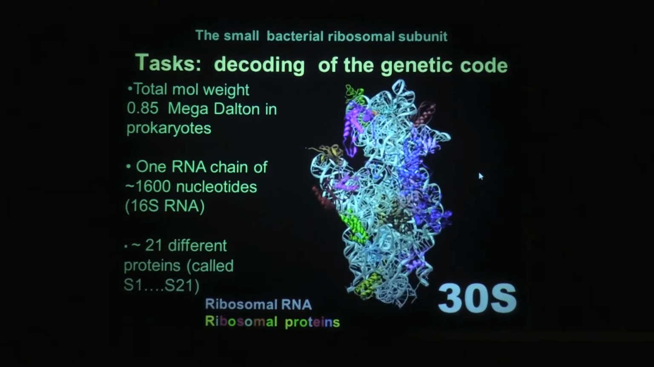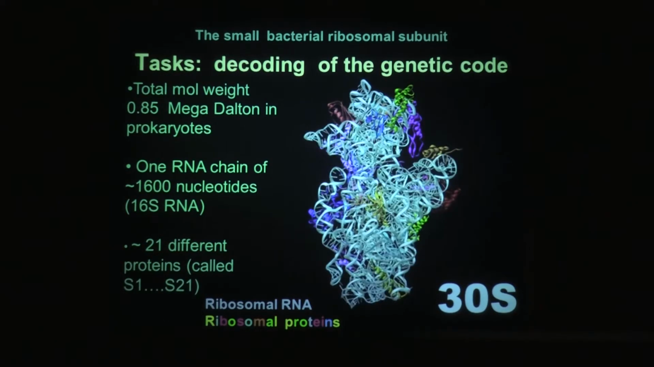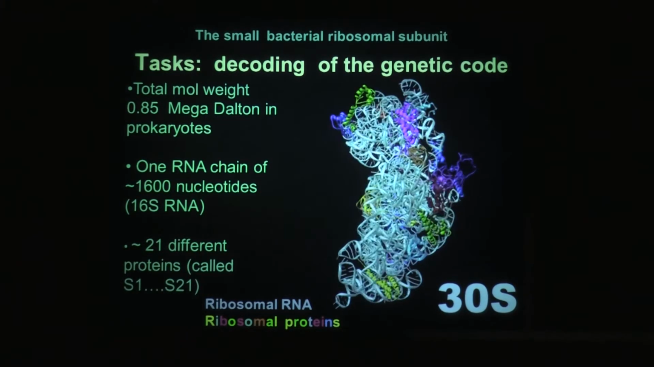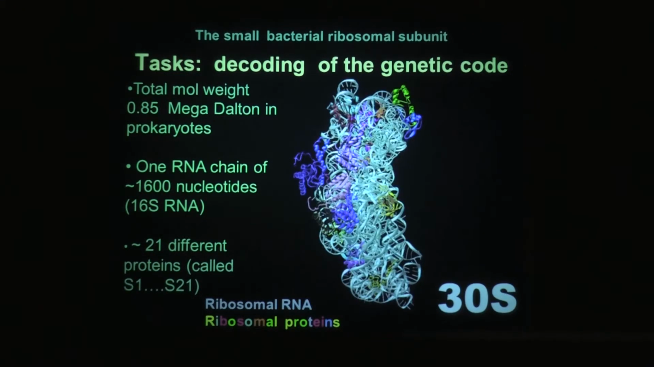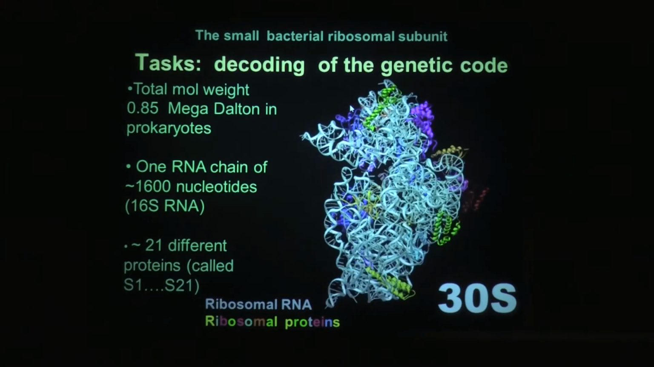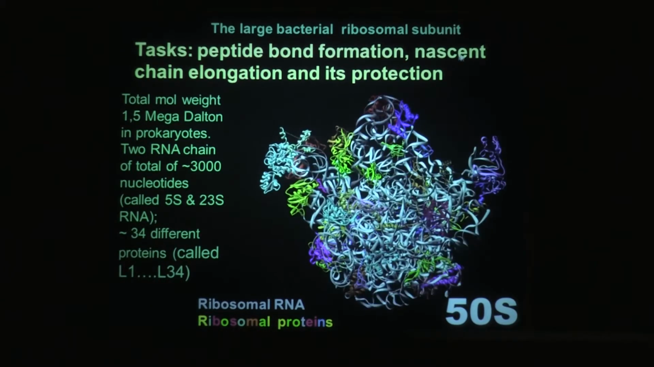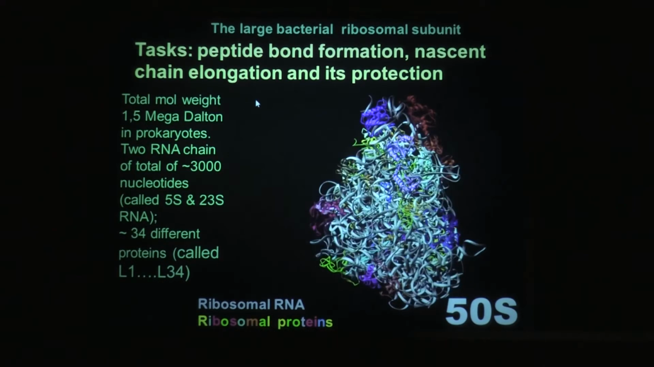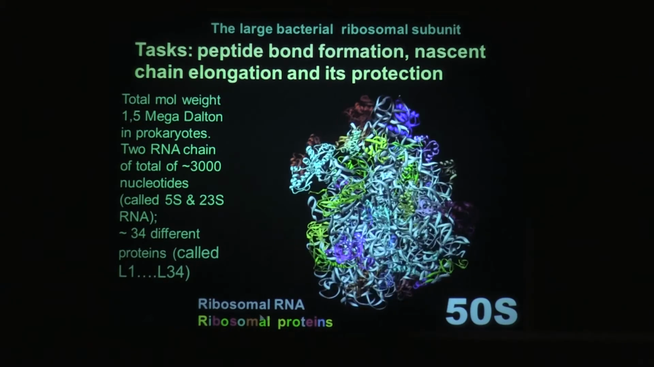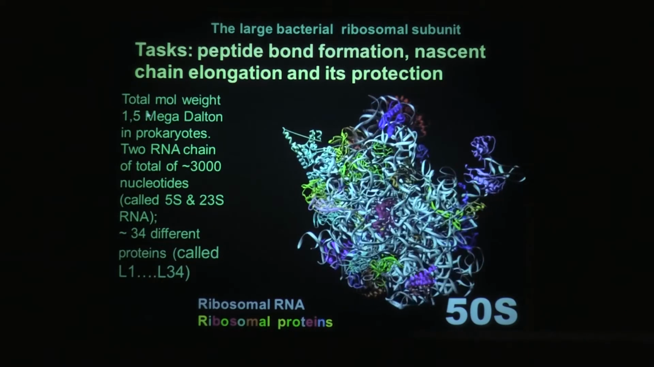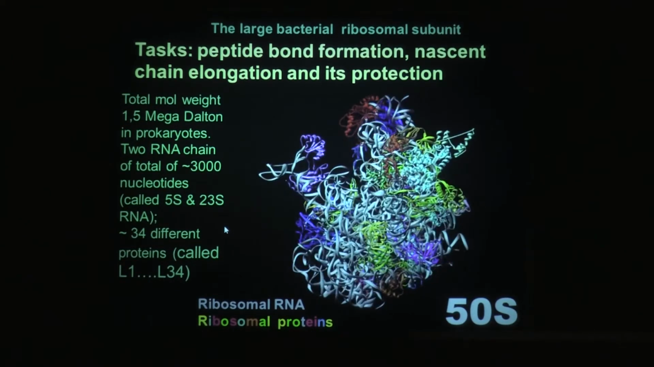So what's important is that we know each position of each atom. That's really very important for the continuation. And reminding you that this small subunit does the decoding. The large subunit makes the peptide bond, the next, and so on. It's a polysome. It also protects the newly born protein. It sediments as 50S, the color code is the same, and the size, of course, is larger, 1.5 megadaltons, 3,000 nucleotides, and up to 34 different proteins.